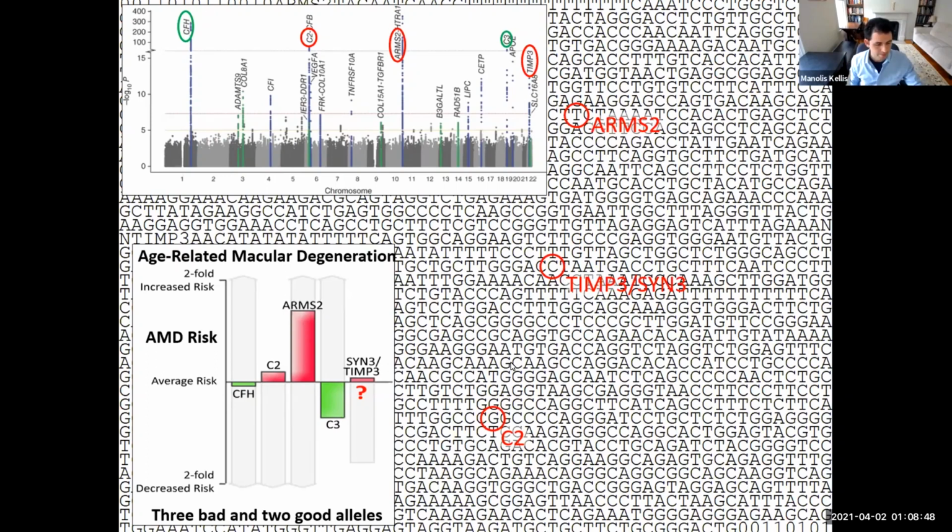So what we're going to talk about today is, number one, how do we even find these genetic variants in the first place? Number two, once we have found them, how do we figure out how they work? And how do we use them to then develop new therapeutics?